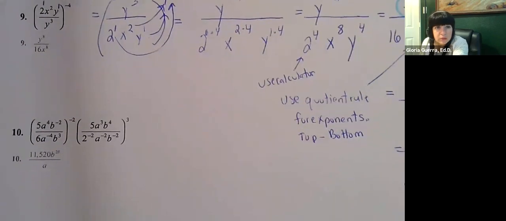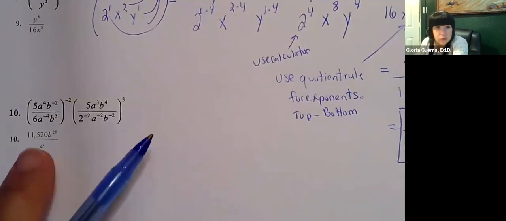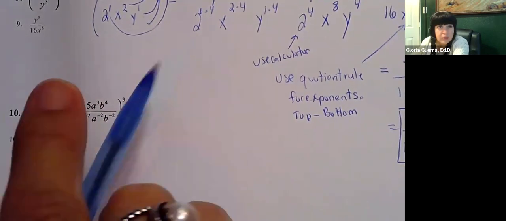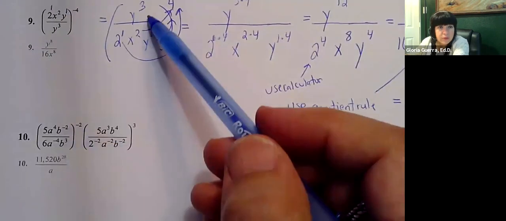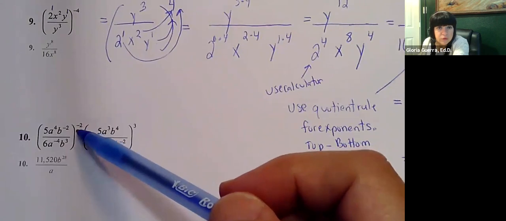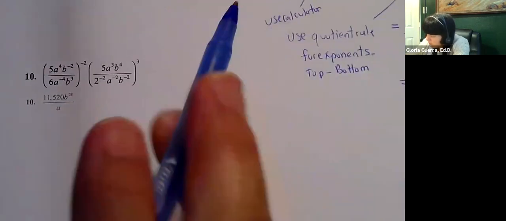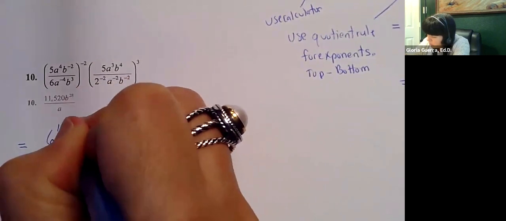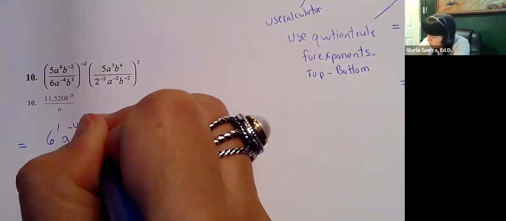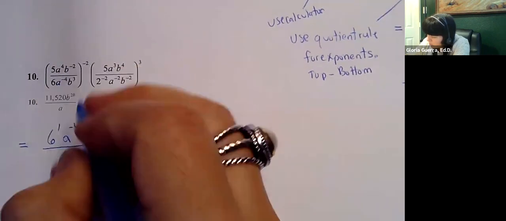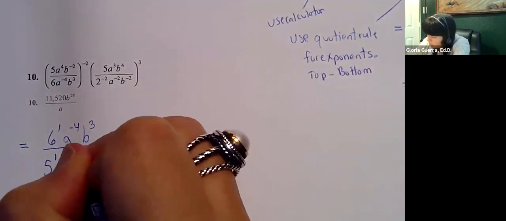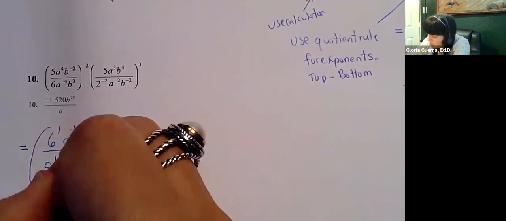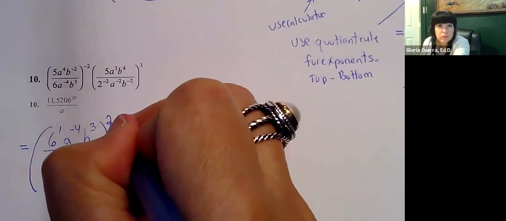And then 10, that's supposed to be the answer when we're done with 10. But 10, you see this part? This is like number 9. See, you're going to have to swap these and then take off the negative on that first. So this is going to become 6 to the first, a to the negative 4, b cubed. And then what's on top goes on the bottom. 5 to the first, a to the fourth, b to the negative 2, all in parentheses. And then that negative 2 becomes a 2.